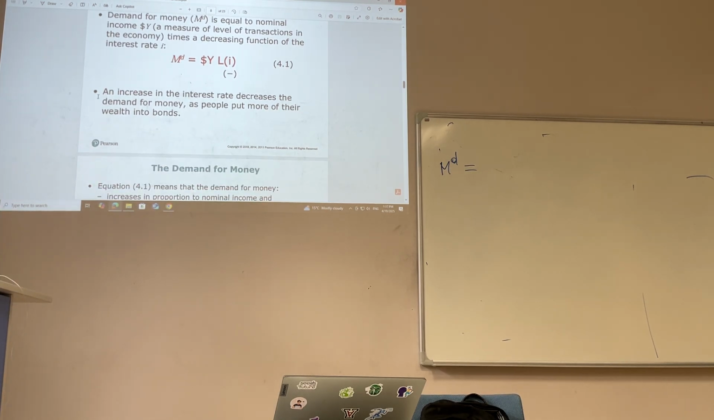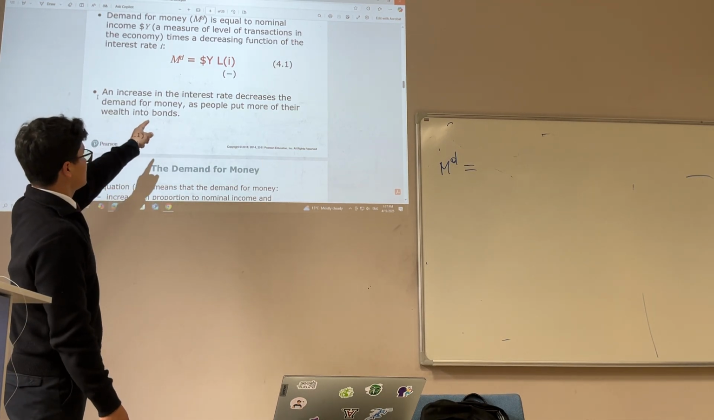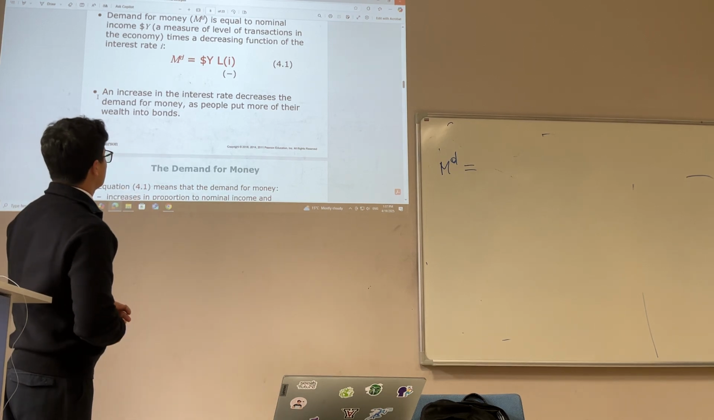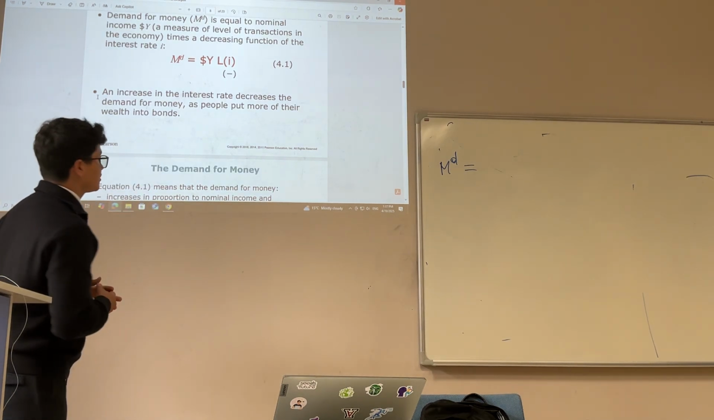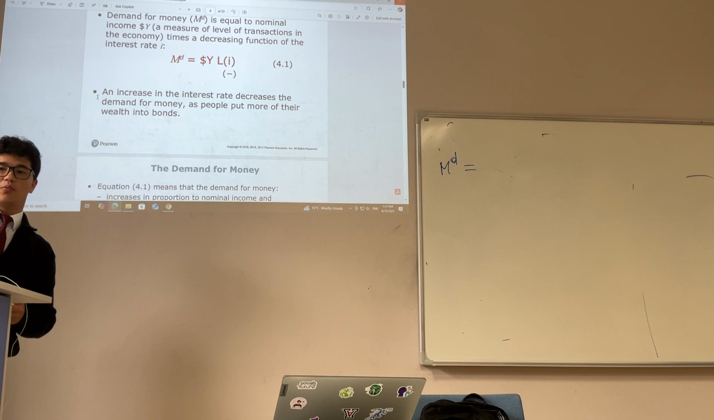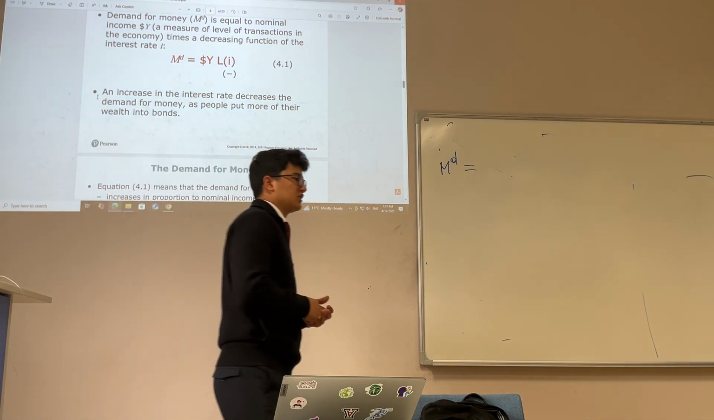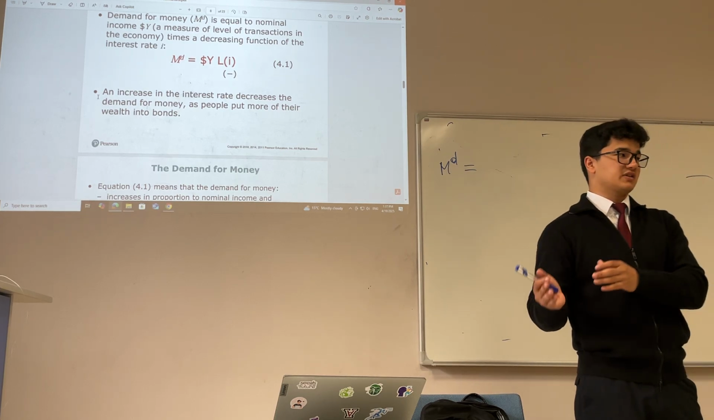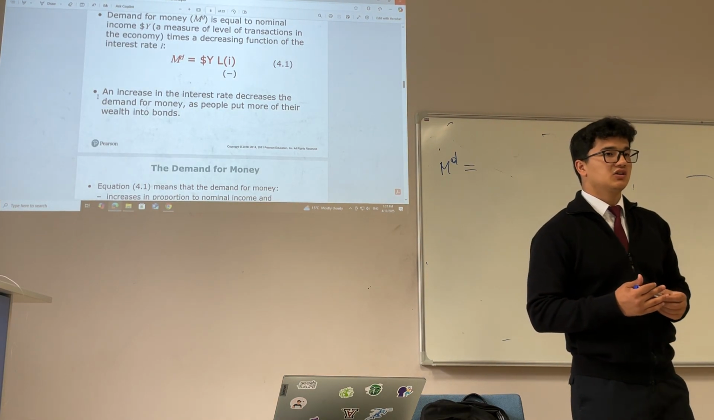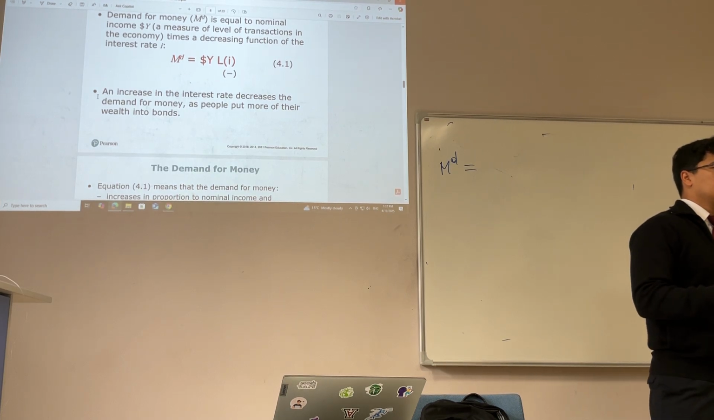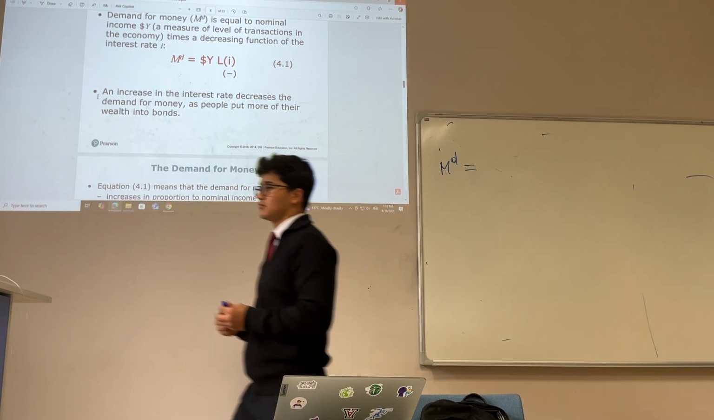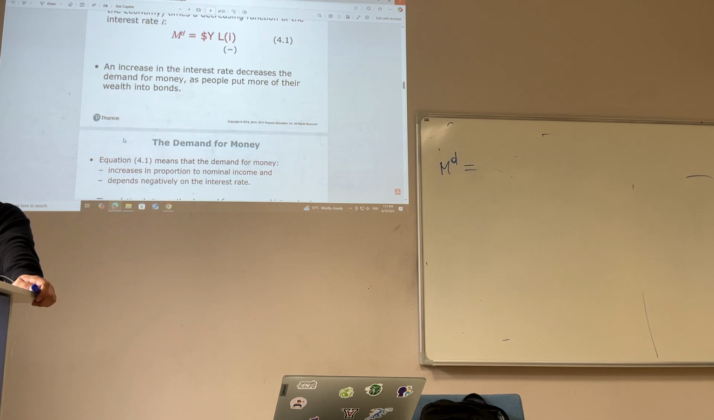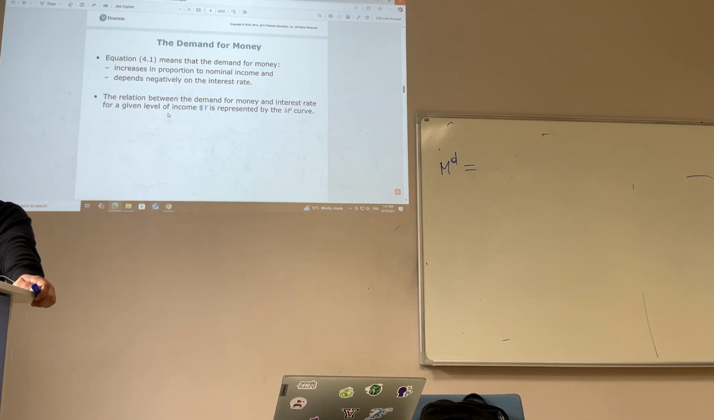An increase in the interest rate decreases the demand for money. Why? Because people put more of their wealth into bonds. When the interest rate is high, they don't want to hold their money in the form of cash or in deposit accounts, so they want to buy bonds. You guys know that bonds pay interest, like a coupon.